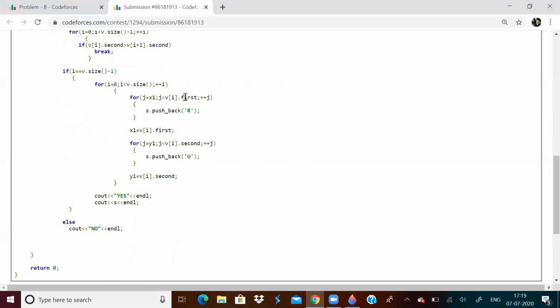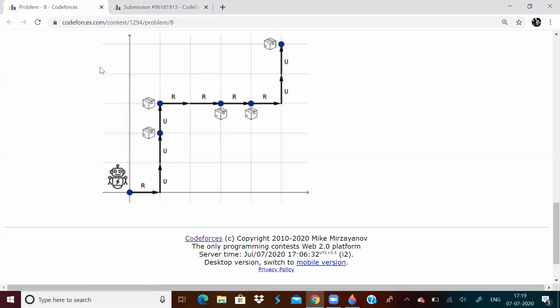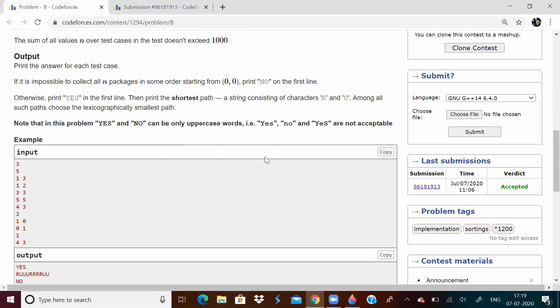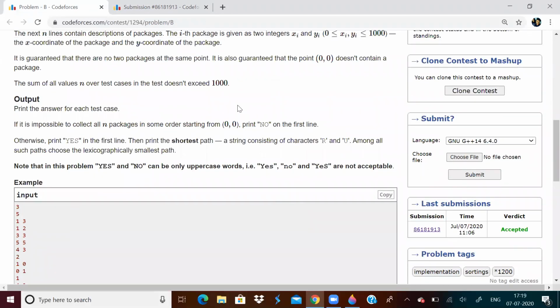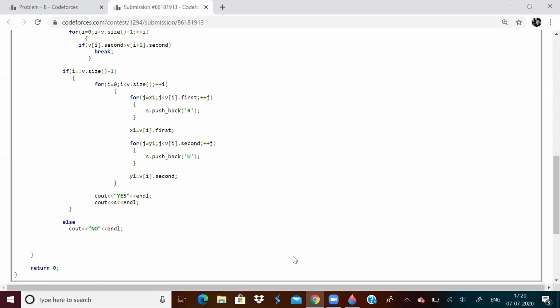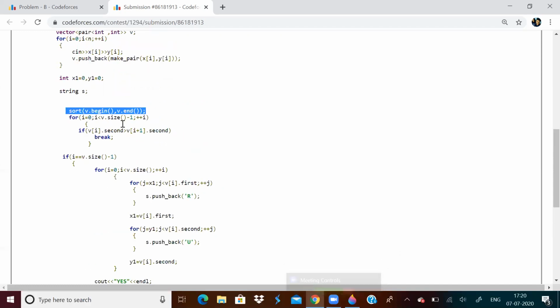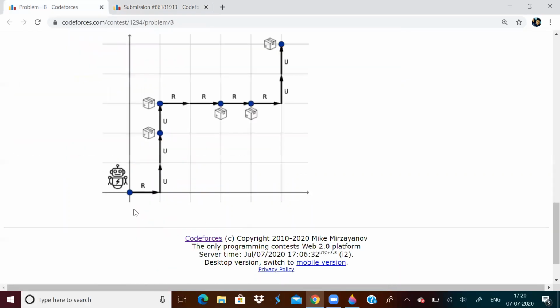But why am I pushing R first and not U? Because I could have gone up, then right. No, they said lexicographically smallest. We need to find the lexicographically smallest, and R comes before U. That is why I have to push R first, and then I have to push U in the string. And after pushing, I have to change the x coordinates. That is, the initial coordinates I've taken as x1, y1, both are 0 because we're starting at the origin.